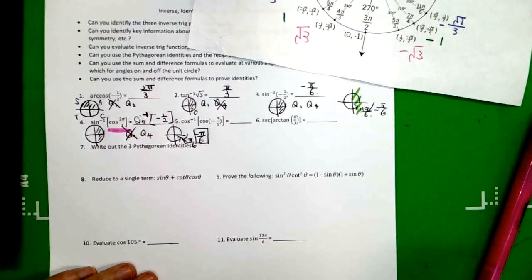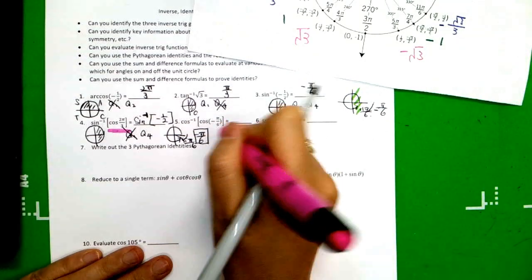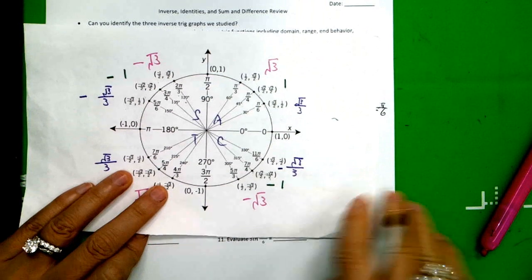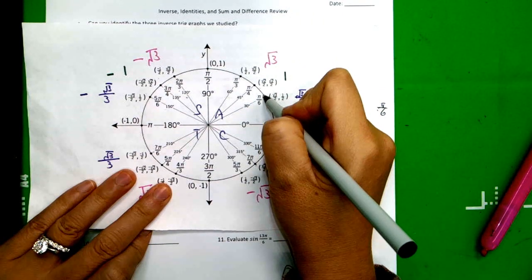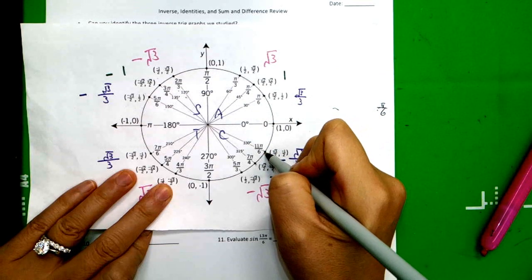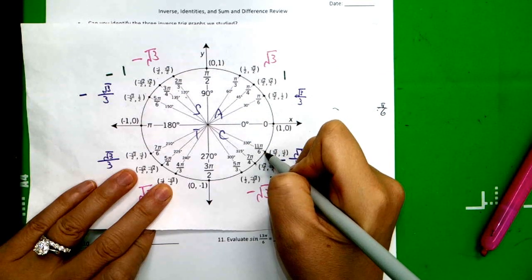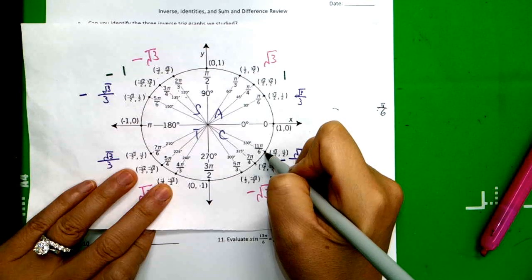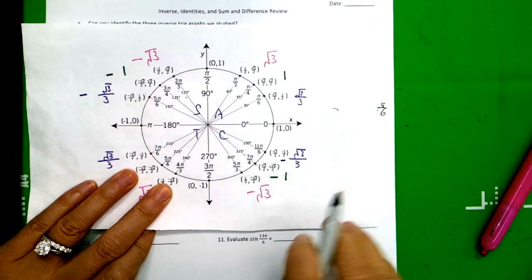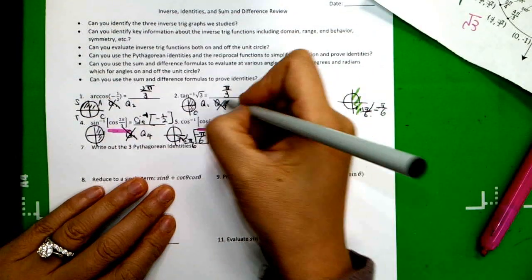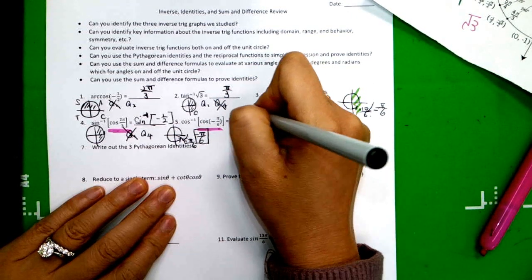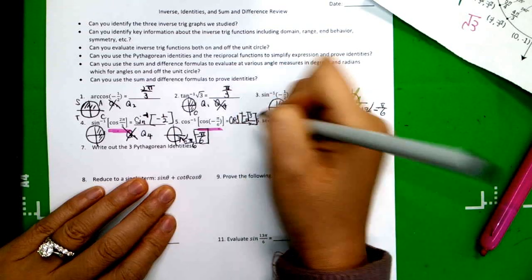Number 5, again, we solve inside out. We solve this cosine of negative pi over 6 first. On the unit circle, this is a positive pi over 6. For negative pi over 6, you go in the opposite direction, which is this guy. Negative pi over 6 is 11 pi over 6. We need cosine of negative pi over 6, which means we need the x-coordinate, square root of 3 over 2. So you're going to replace this whole thing with cosine inverse of square root of 3 over 2.